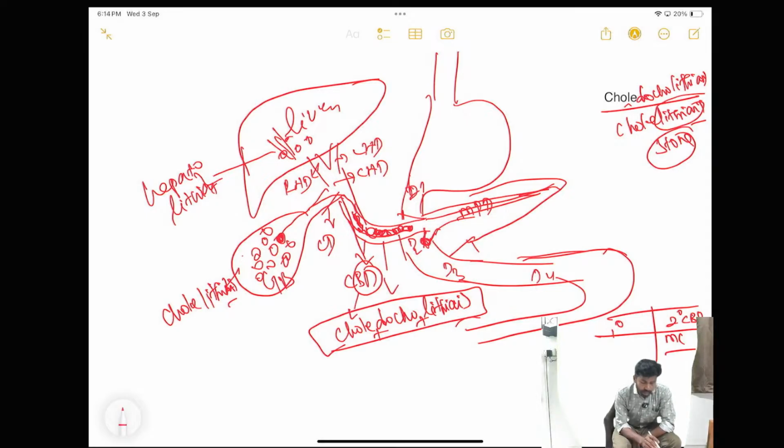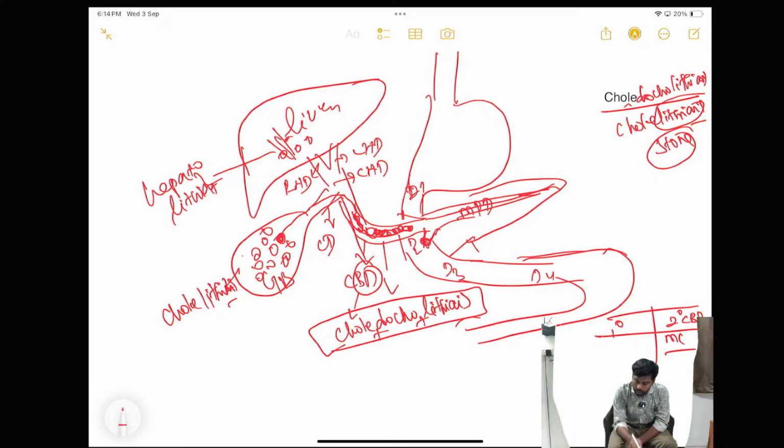What are secondary stones? The stones are already formed in the gallbladder. When the gallbladder contracts and bile enters the common bile duct, the stone also migrates from the gallbladder to the bile duct. That is called secondary. So the most common stones in the common bile duct are secondary stones, arising from the gallbladder. Then what are primary stones? The stones that are formed within the CBD.